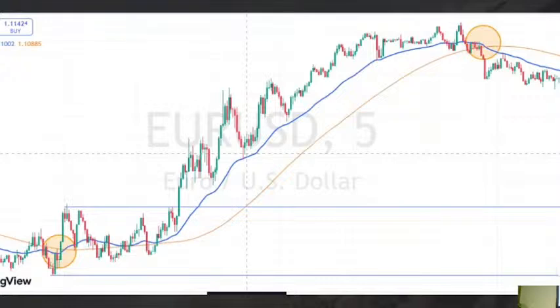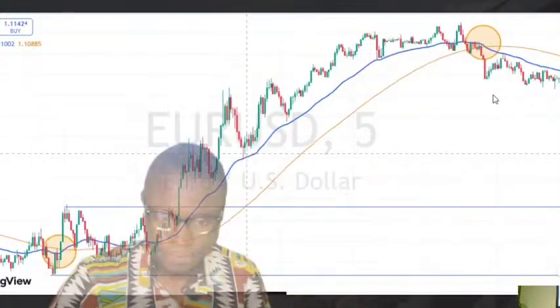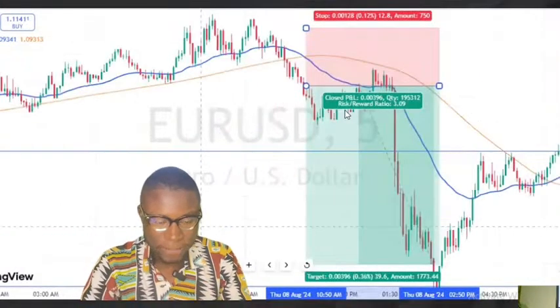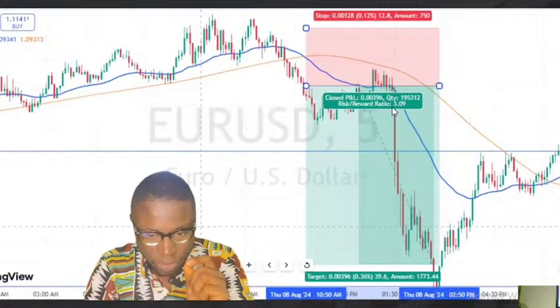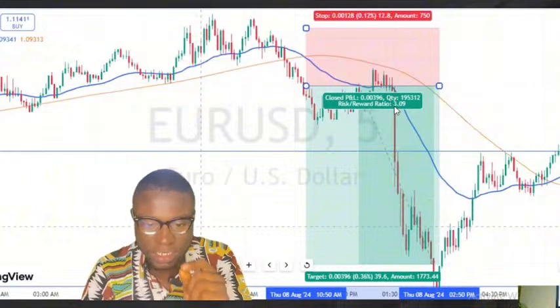Let me show you exactly the strategy that has made me move from this to this. Okay, now on the chart here you can see we have this setup. This is a trade we took, and as you can see right here, it is 1:3 risk reward ratio.